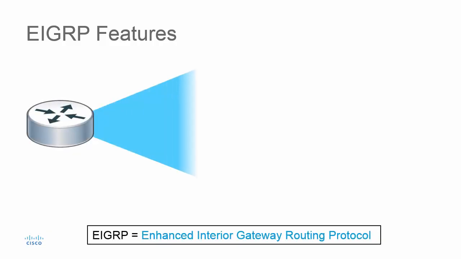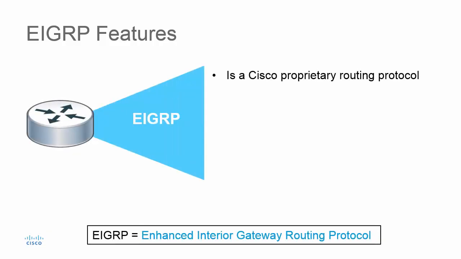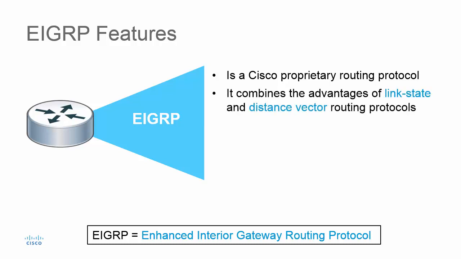EIGRP is a Cisco proprietary routing protocol, which means that you can configure EIGRP on Cisco routers only. EIGRP combines the advantages of link state and distance vector routing protocols. How is this possible, you might ask?